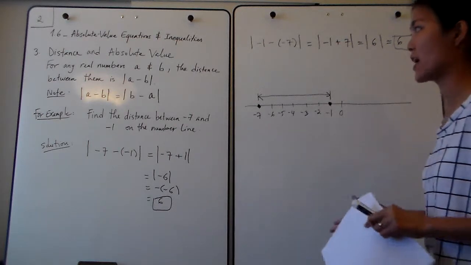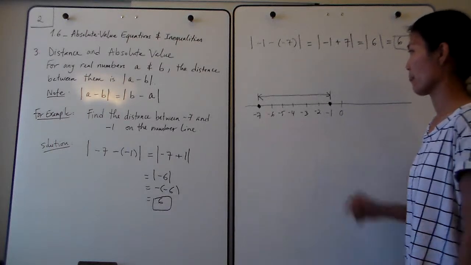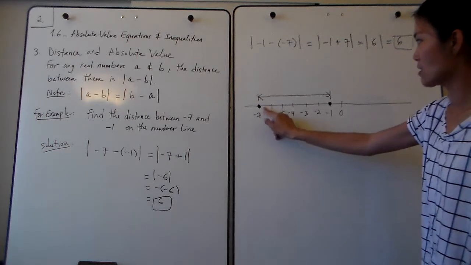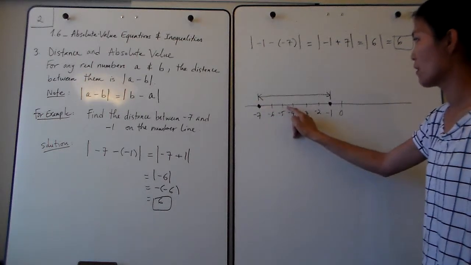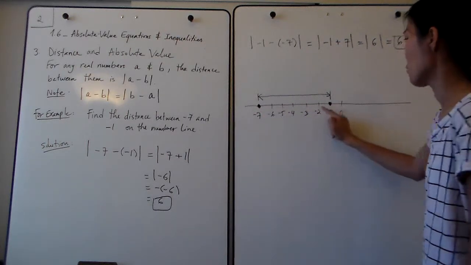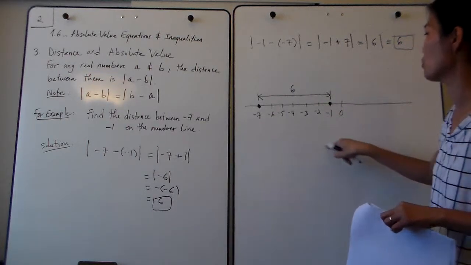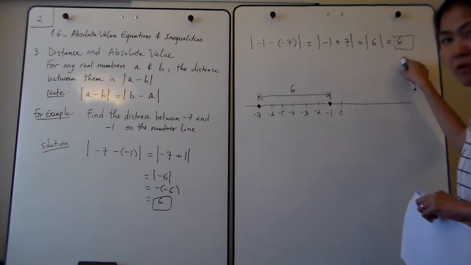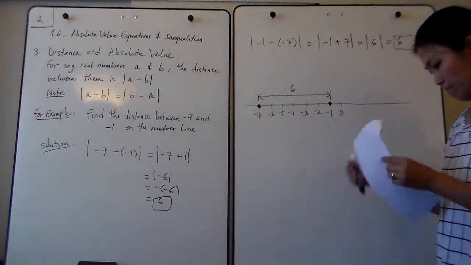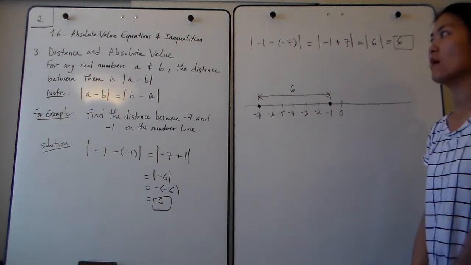So absolute value, in a sense, is used to find the distance between two numbers. So visually, you can count, right? This is 1 unit, 2 units away, 3 units away, 4 units away, 5 units away, 6 units away. So 6 units away from -7 to -1, which is true here from the calculation we just did earlier. Okay. So that's about the absolute value, the application of the absolute value.